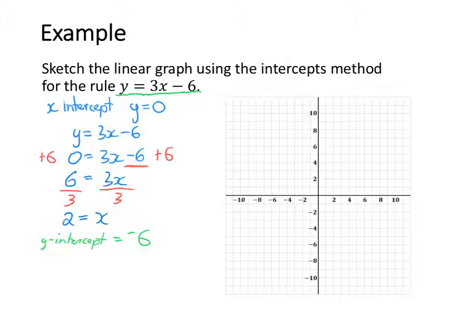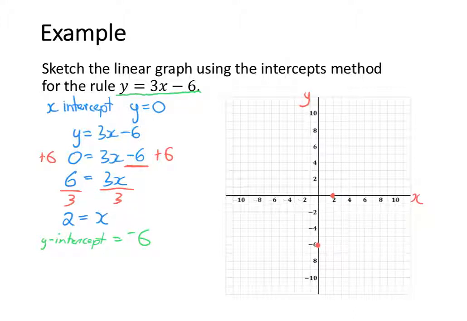Now to draw the graph, I need to mark my 2 intercepts. So my x-intercept of 2, so I'm going to go along to my x-axis and put a mark where it intercepts at 2. And for my y, put a mark at negative 6.